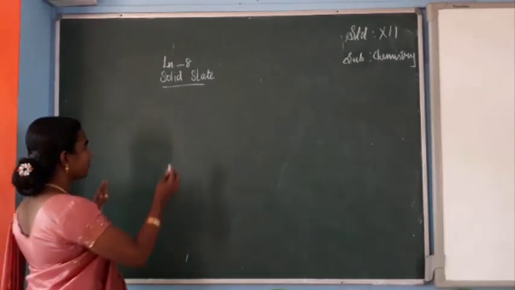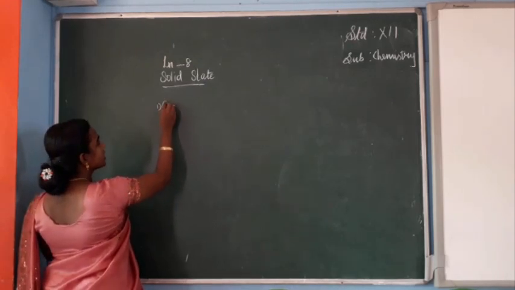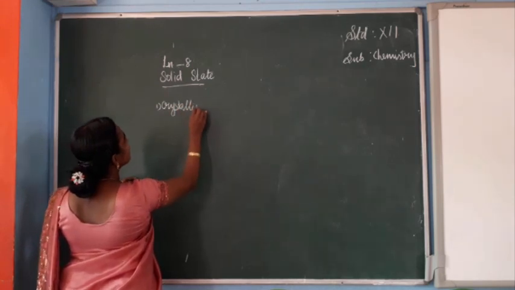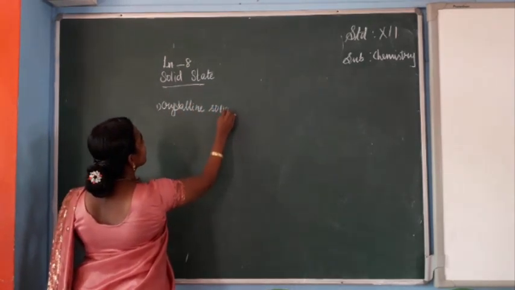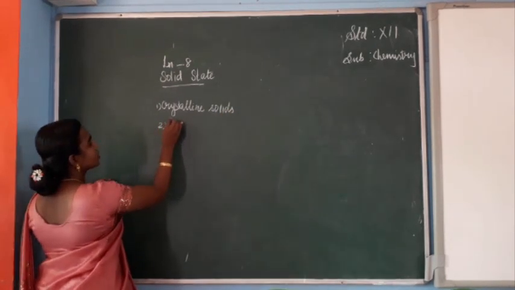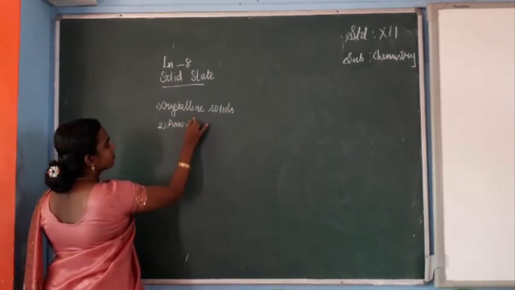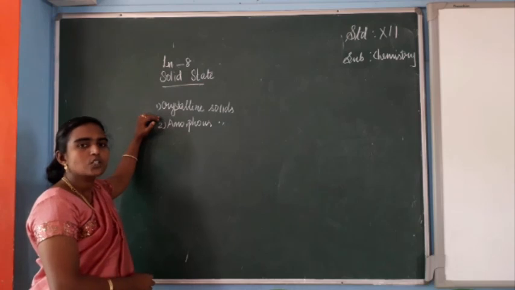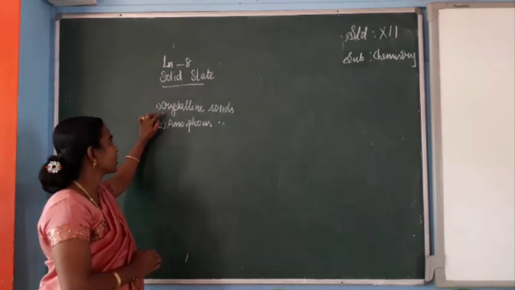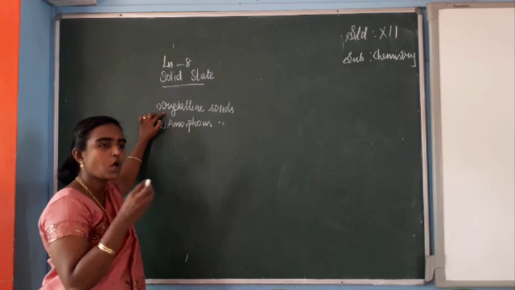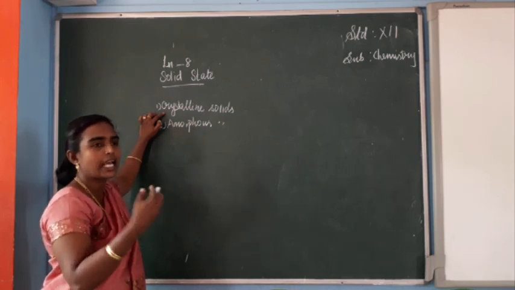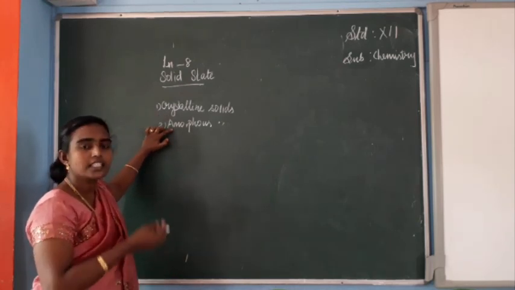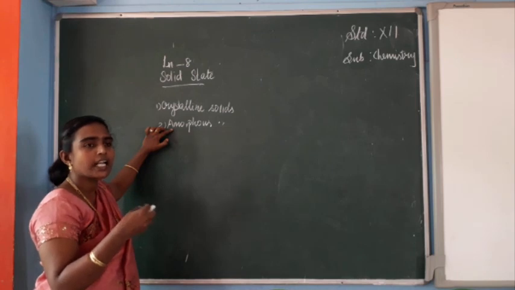So solids are classified broadly into two types. What are they? Crystalline solids, and next one is amorphous solids. The important definition for crystalline solids is that the constituents are arranged in an orderly manner. In amorphous solids, the constituents are arranged in a random manner.